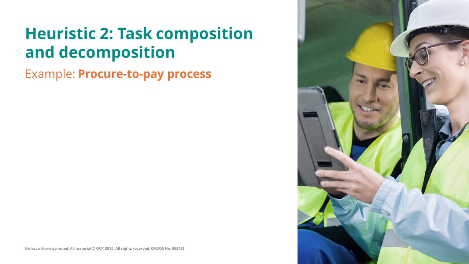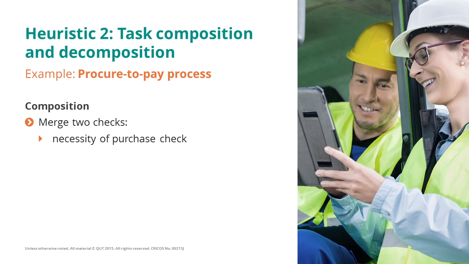An example of composition can be found in the context of a procure-pay process where we have to perform a check for the necessity of the purchase, meaning that we check whether the purchase that is being requested is actually needed or not. And secondly, where we determine if making the purchase is compatible with the corresponding budget. Should the handover between these two tasks be taking too much time, we might consider merging these two approvals.